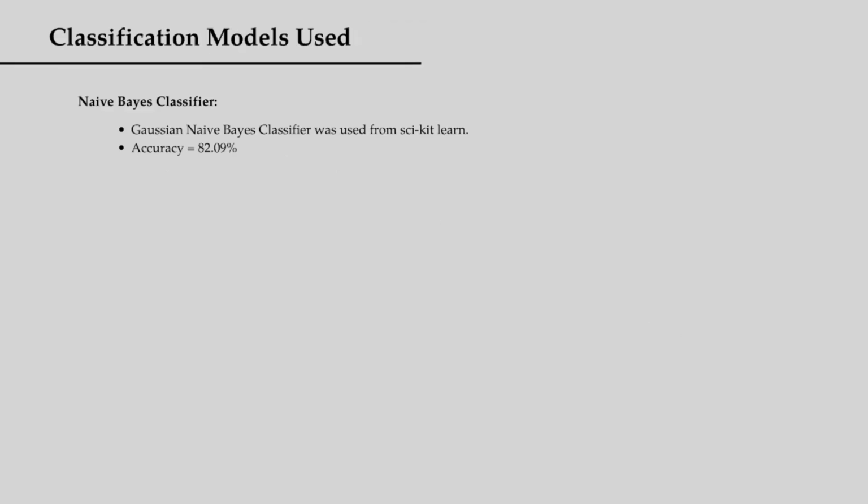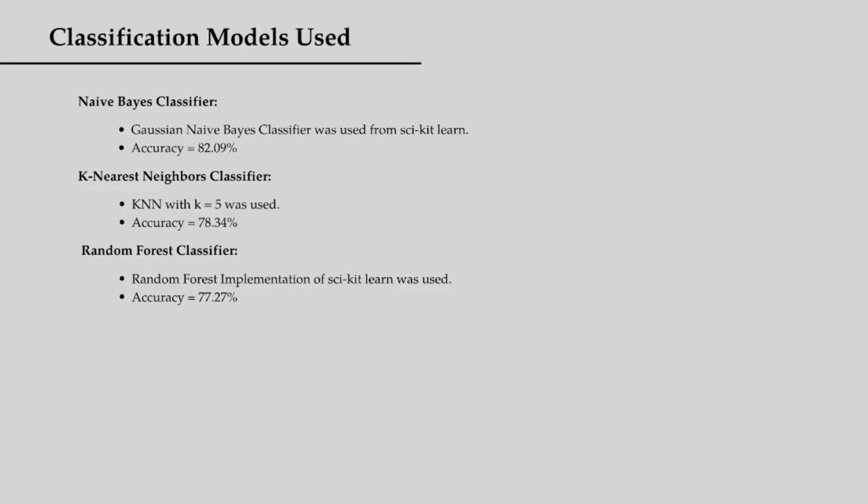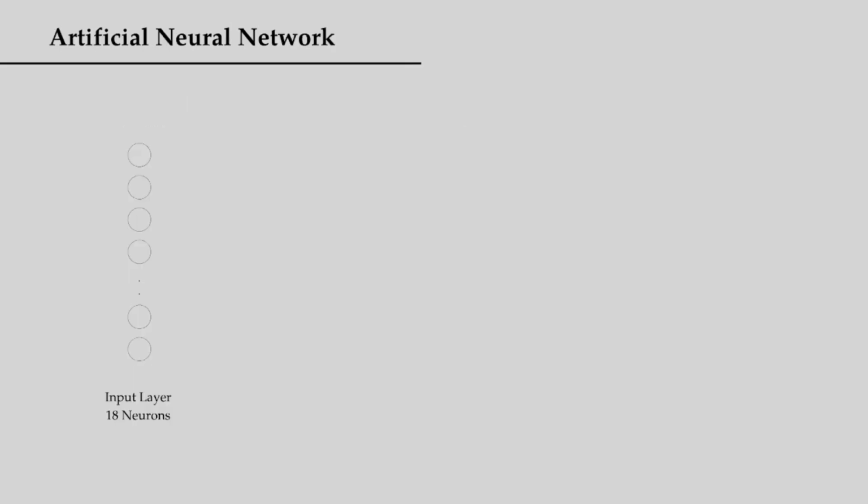Now, let's study the classification models we have used. Firstly, we used a naive Bayes classifier, and the accuracy for that was the maximum for the project, which was 82.09%. Then we used KNN with k equals 5. The accuracy for that was 78.34%. Then we used a random forest classifier, and the accuracy for that was 77.27%. And then we used a support vector classifier with a linear kernel, and the accuracy for that was 78.6%.